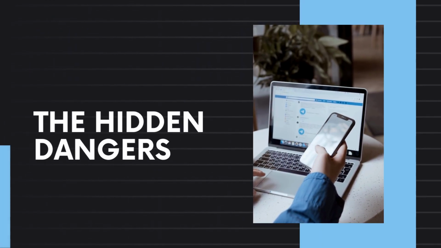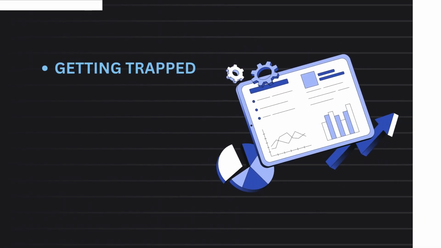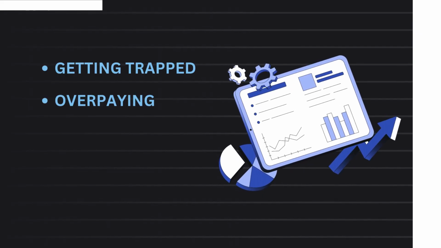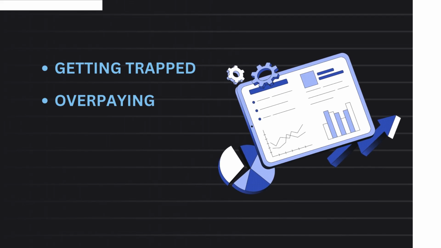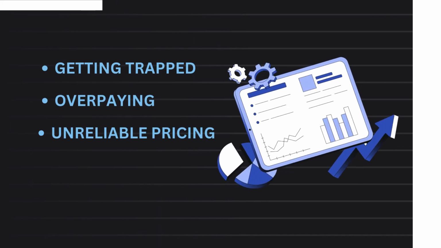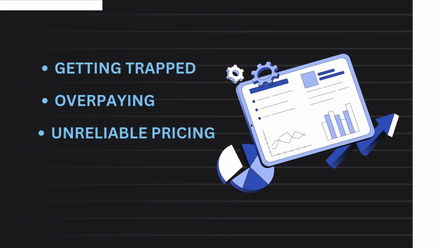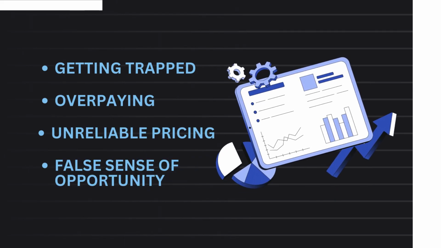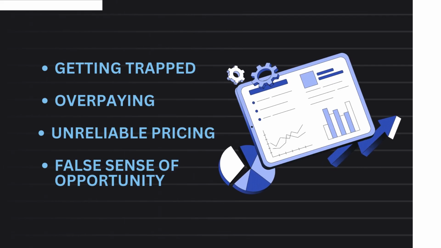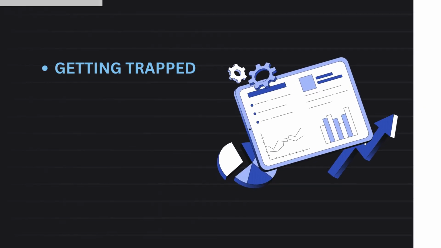The hidden dangers. Thinly traded options aren't just inconvenient, they're dangerous. Getting trapped: you can enter a position but find no buyers when you want to exit. Overpaying: wide spreads mean you'll almost always give up edge to the market maker. Unreliable pricing: option models assume fair value, but when no one trades the contract, the quotes can be meaningless. False sense of opportunity: unusual activity might look like a hidden signal, but in reality, it's just noise in an illiquid market. In short, liquidity traps can make even a perfect strategy untradeable.